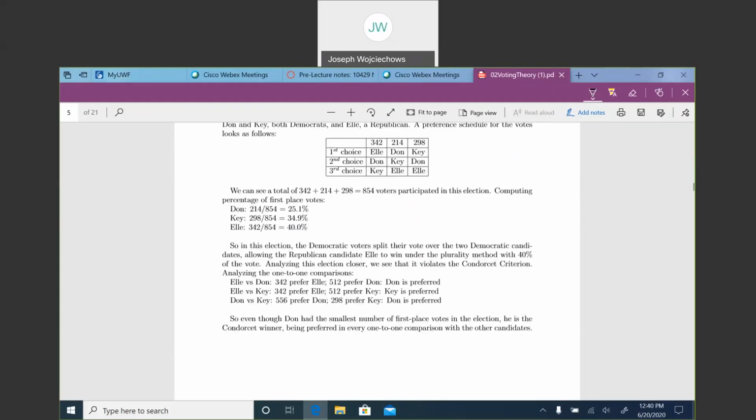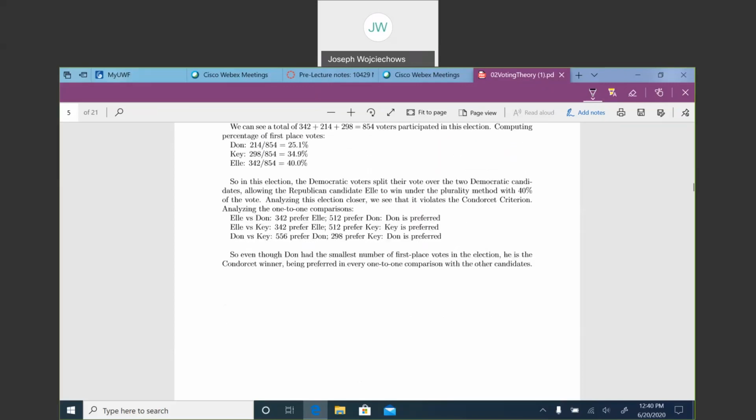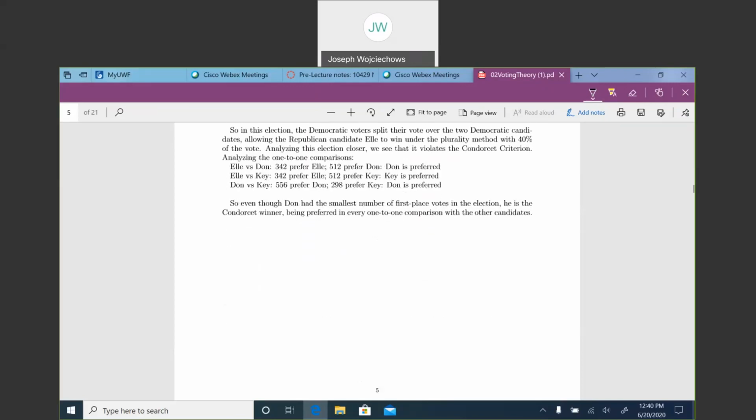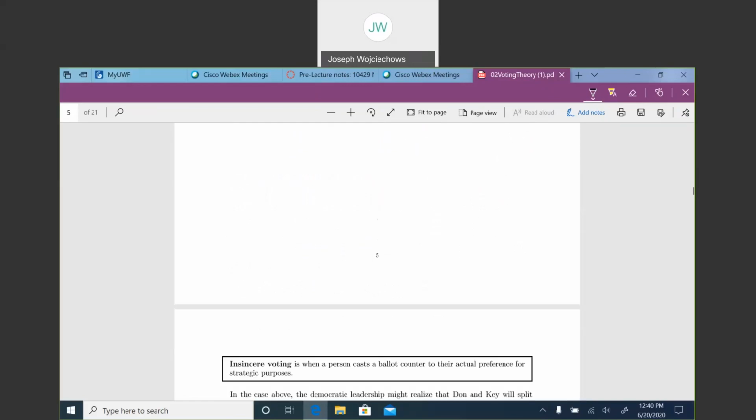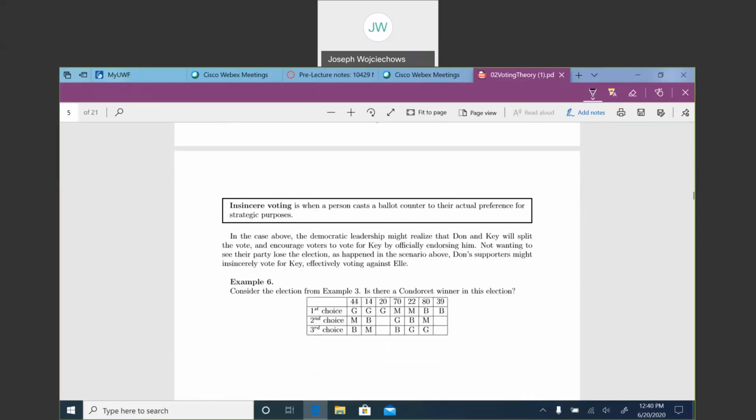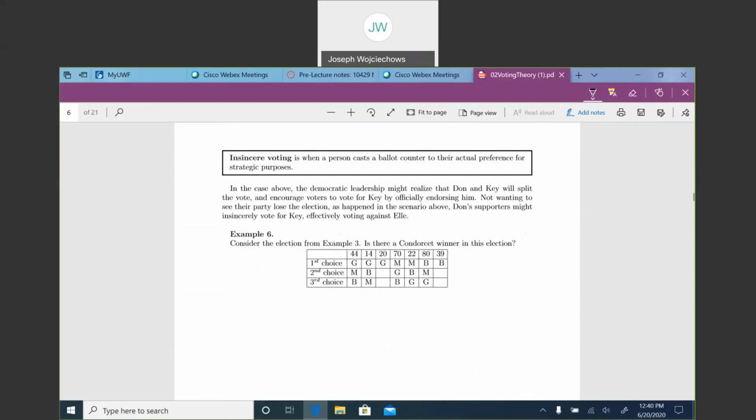While he had the smallest number of first place votes, he was preferred over the other two in one-on-one matchups. So this brings us to another problem. We have something called insincere voting, when a person casts a ballot counter to their actual preference for strategic purposes.